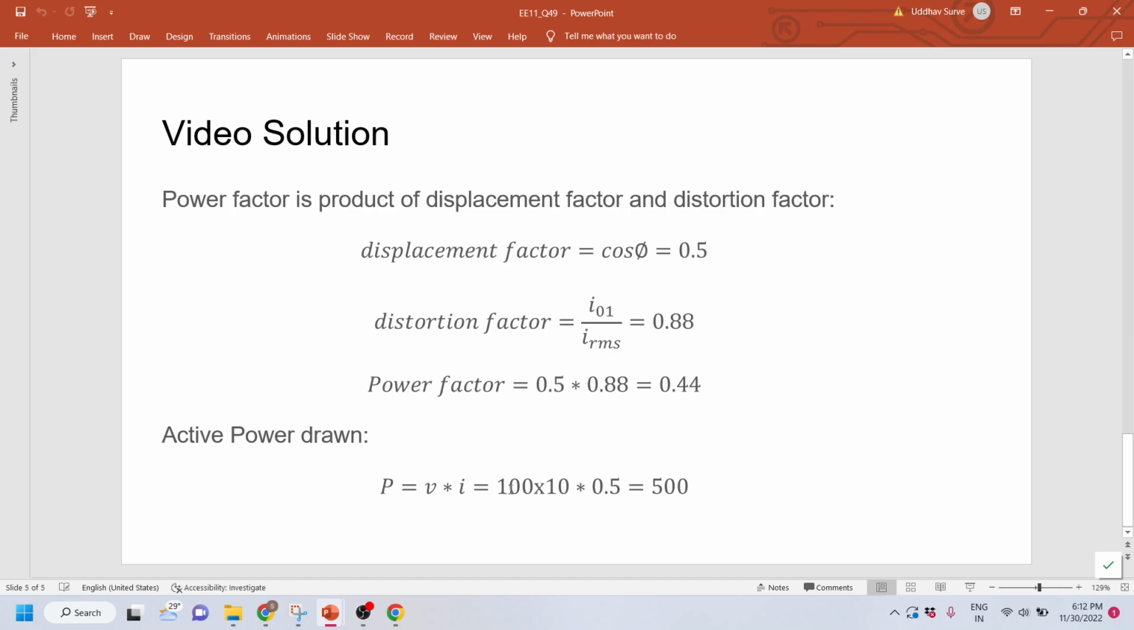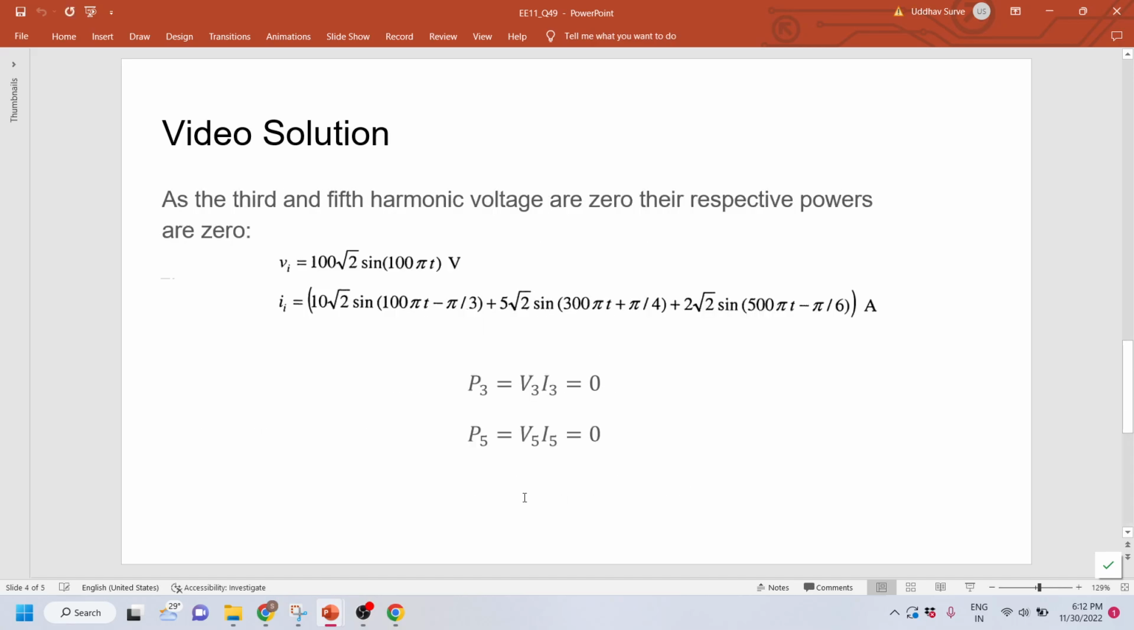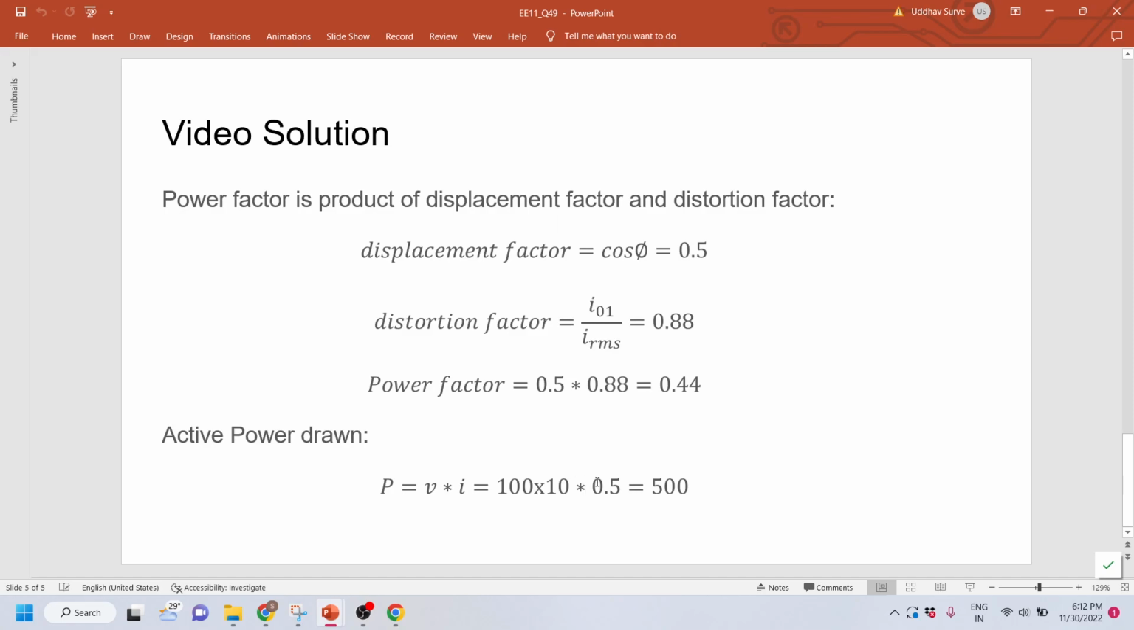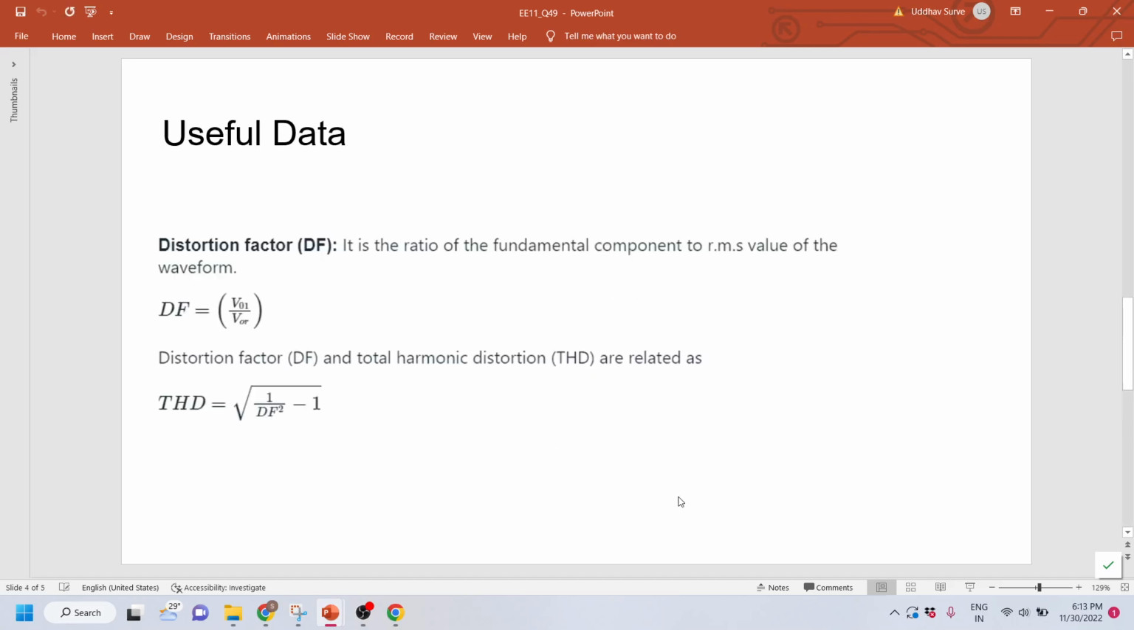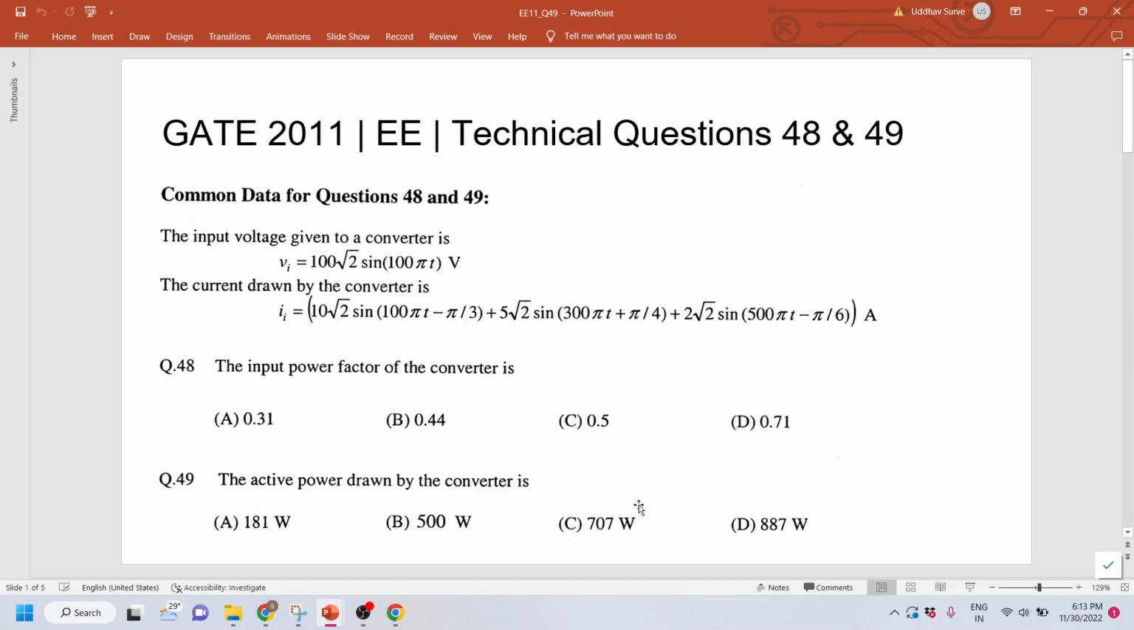So V into I will be 100 into 10, basically VRMS into IRMS, 100 into 10 into cos of phi, that is 0.5, that is equal to 500 watts. Okay, so both options will be B.